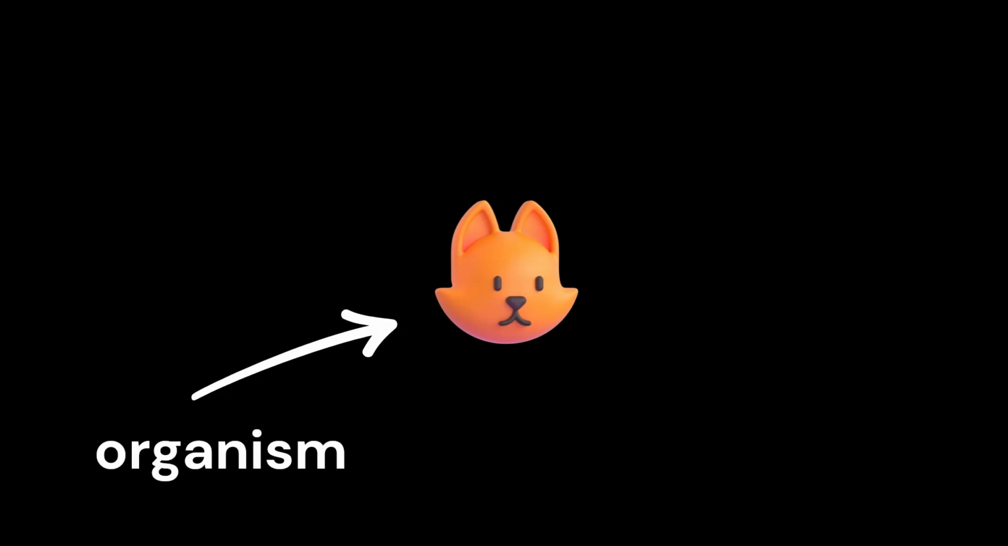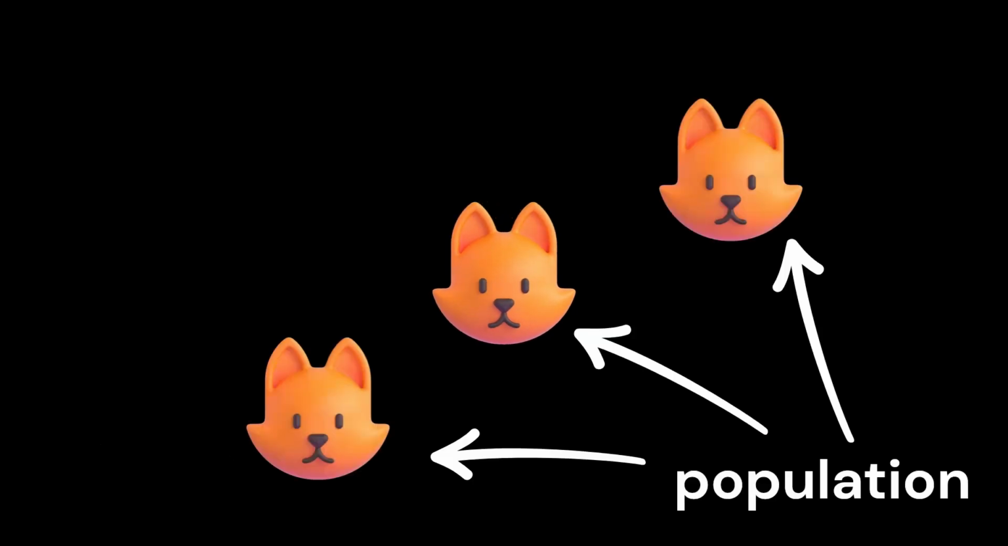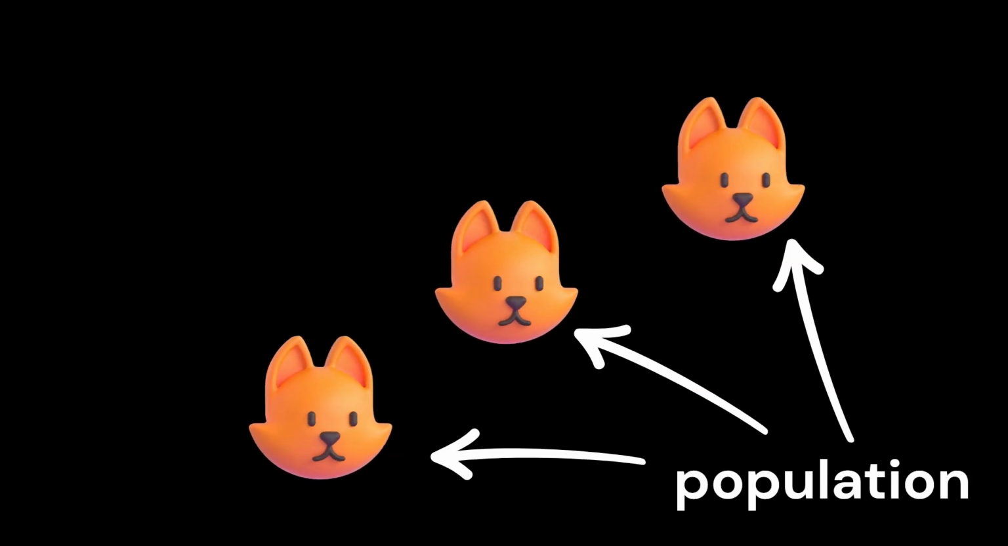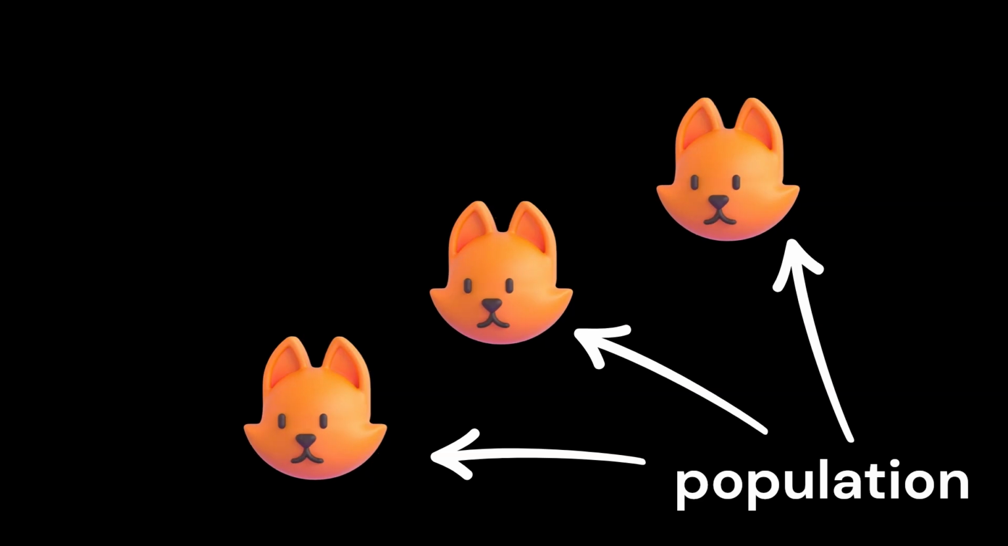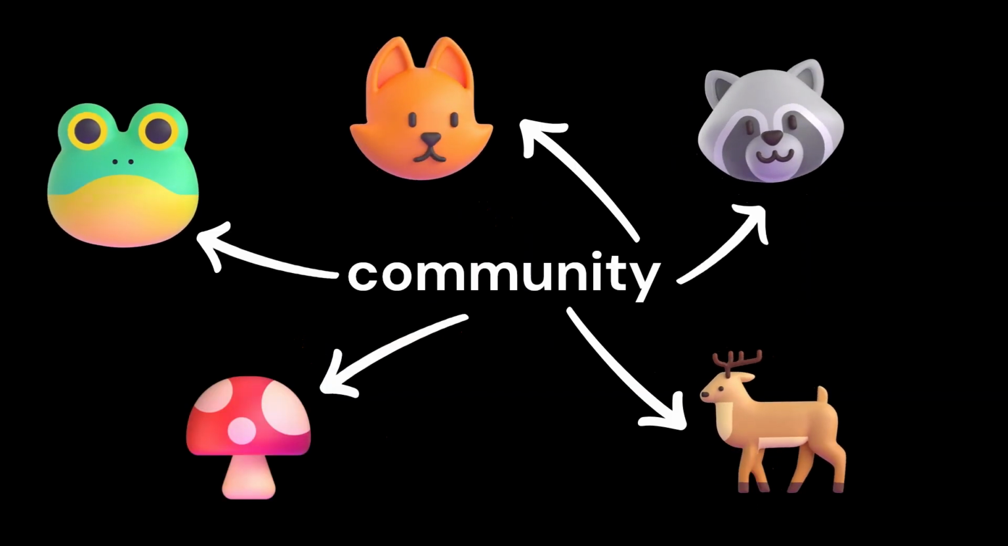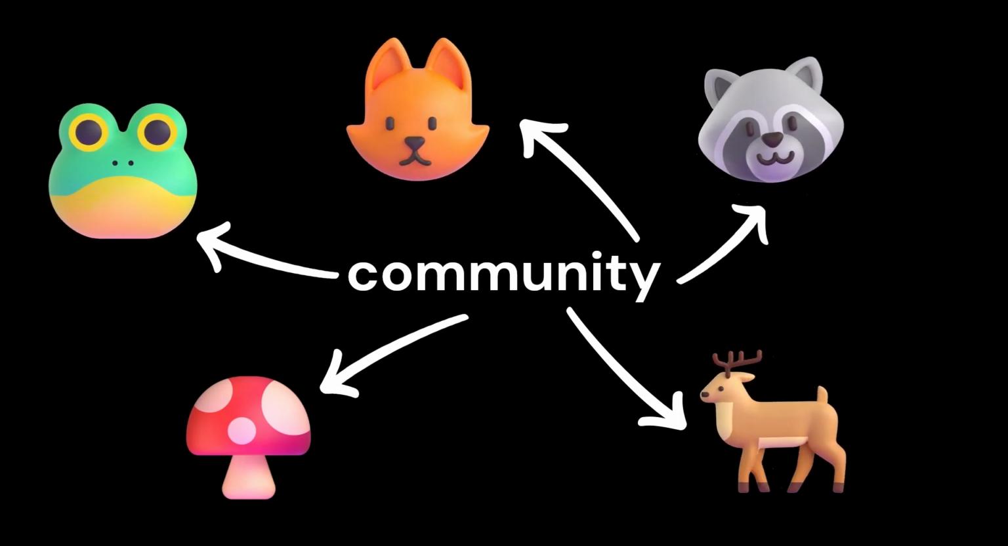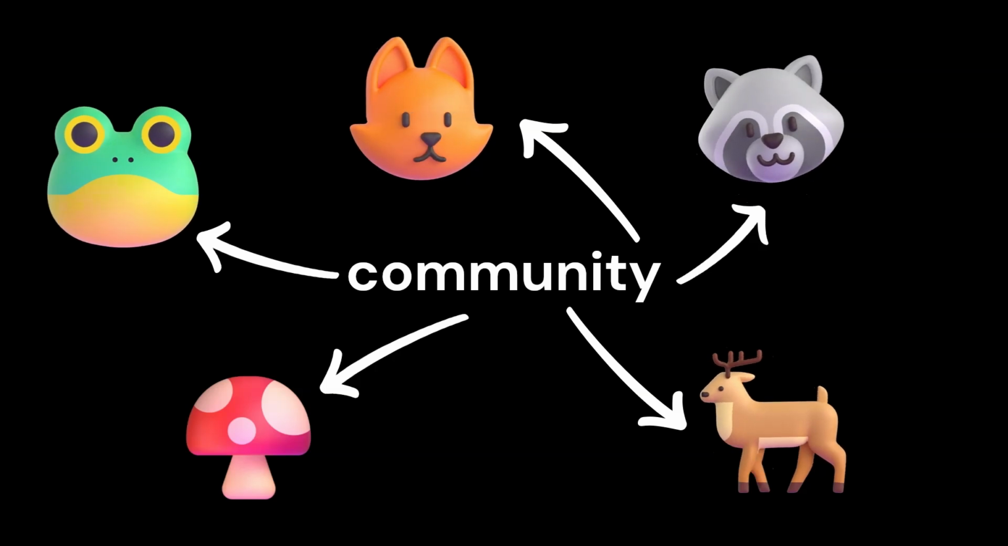Simple. Next, we zoom out to the population. That's a group of the same species living in the same area. So a whole pack of foxes in one forest, that's a fox population. Now let's add in some neighbors. A community is all the living things in one area. So foxes, rabbits, birds, plants, insects, fungi. If it's alive and in the area, it's part of the community.